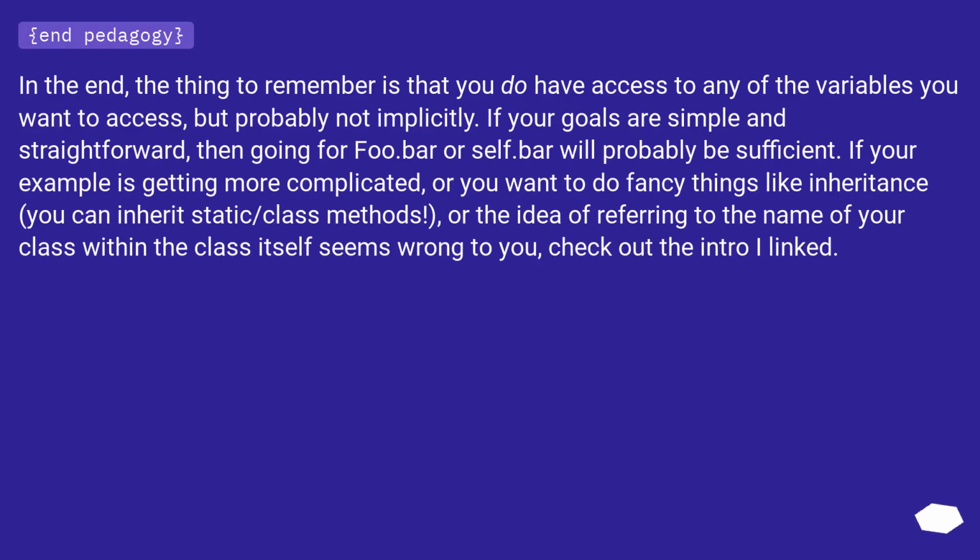End pedagogy. In the end, the thing to remember is that you do have access to any of the variables you want to access, but probably not implicitly. If your goals are simple and straightforward, then going for foo.bar or self.bar will probably be sufficient. If your example is getting more complicated, or you want to do fancy things like inheritance, you can inherit static/class methods, or the idea of referring to the name of your class within the class itself seems wrong to you, check out the intro I linked.